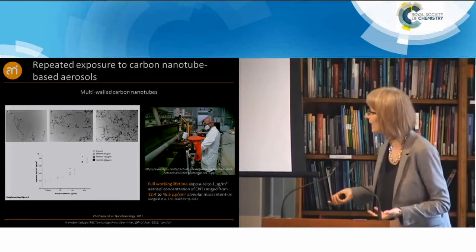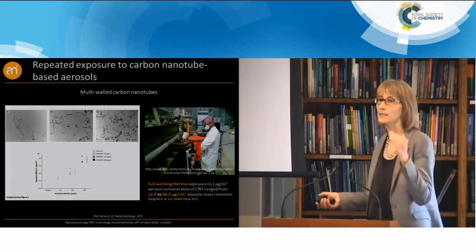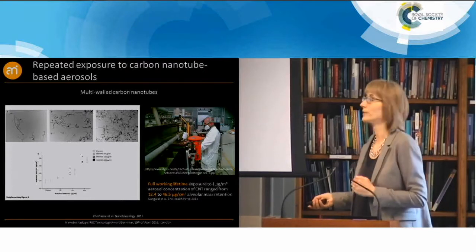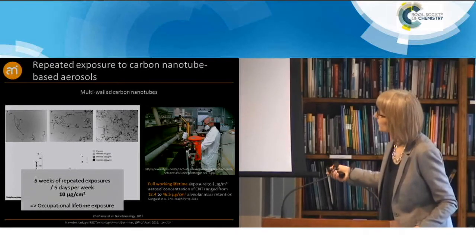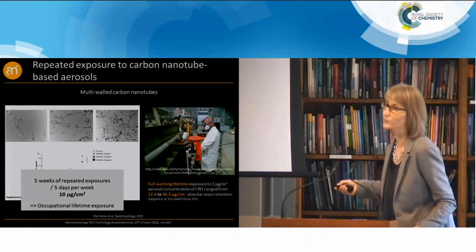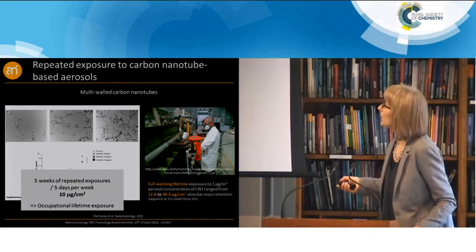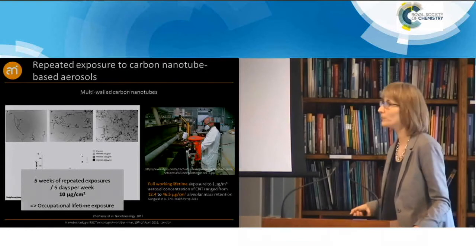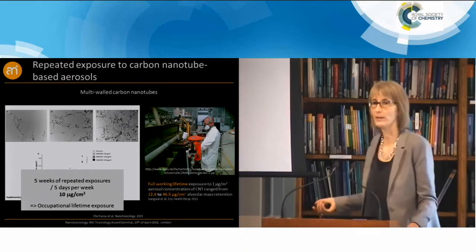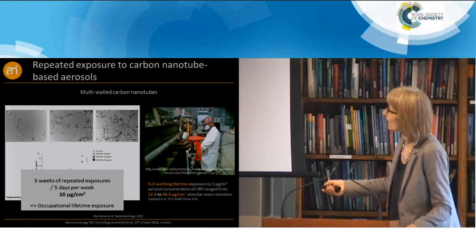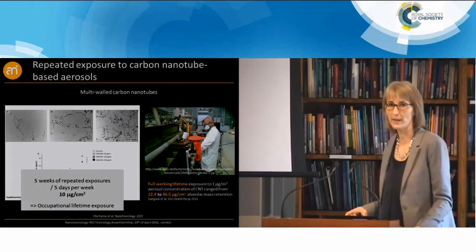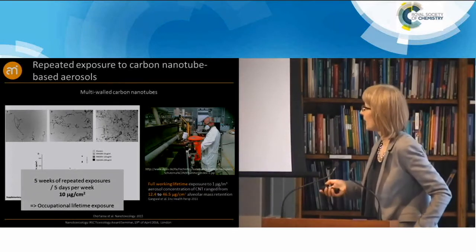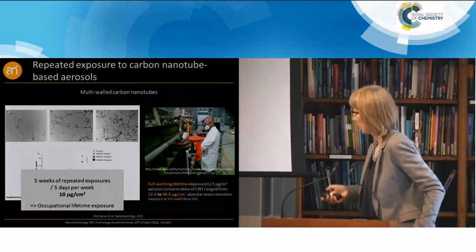So of course we try to mimic this mass in our cell culture experiments. And if we now use the highest suspension concentration we can design, we need to do a 5 weeks repeated exposure, 5 days per week, because the students also would like to have weekend. So we came up with 10 micrograms per square centimeter, mimicking more or less this full-time lifetime exposure to carbon nanotubes.